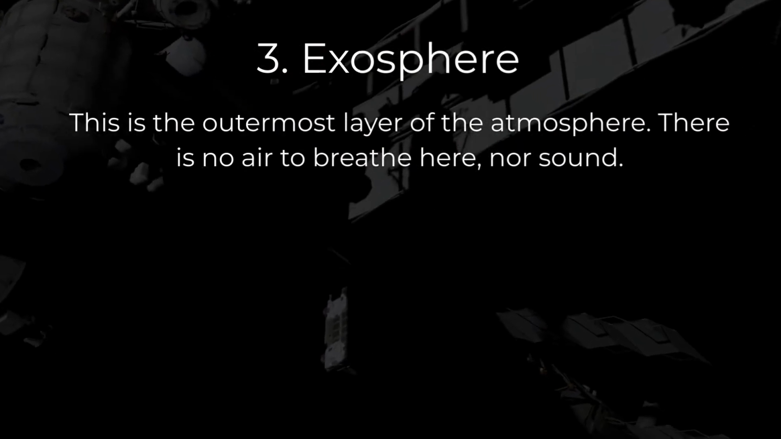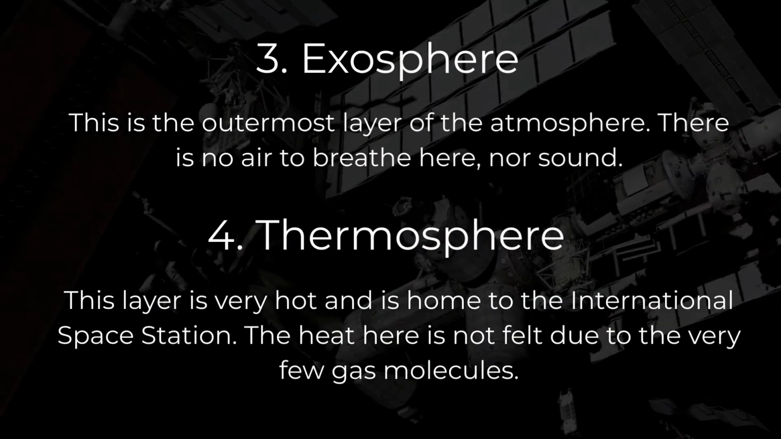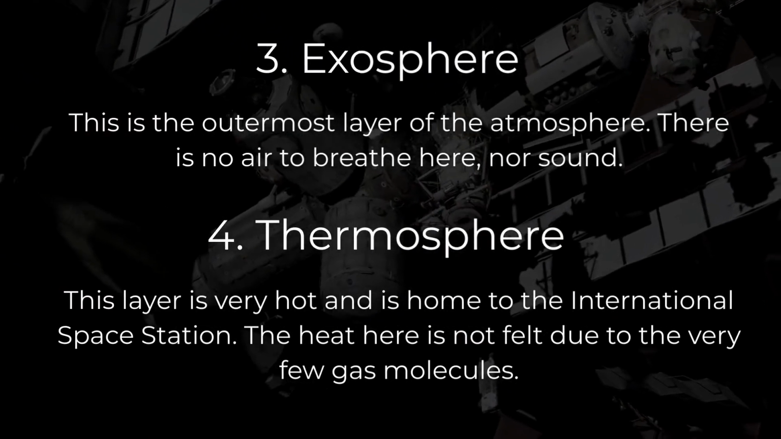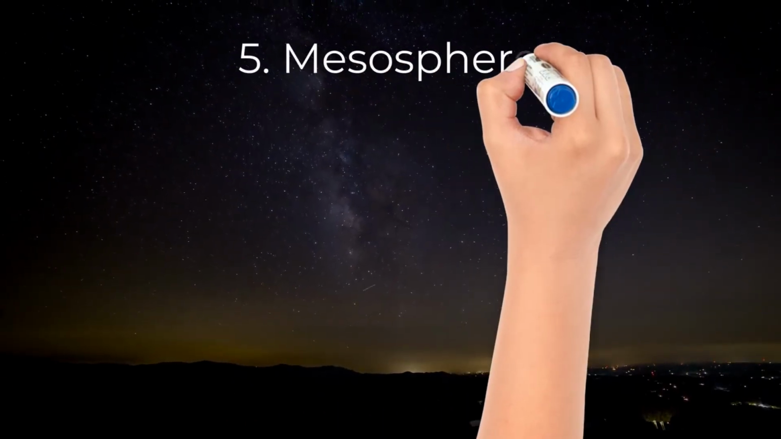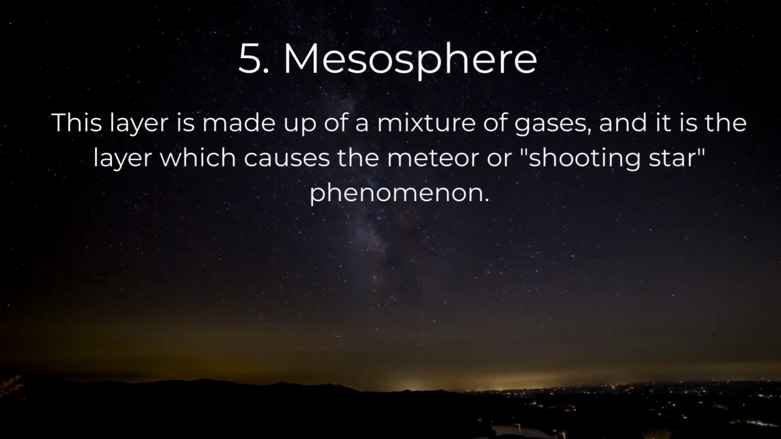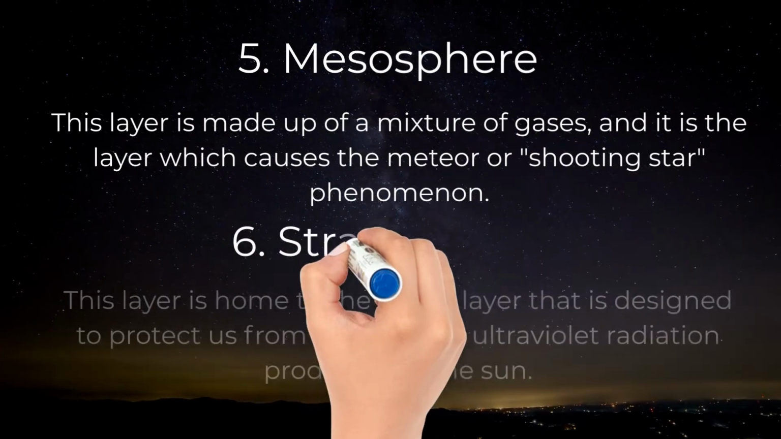There is no air to breathe here, nor sound. 4. Thermosphere. This layer is very hot and is home to the International Space Station. The heat here is not felt due to the very few gas molecules. 5. Mesosphere. This layer is made up of a mixture of gases, and it is the layer which causes the meteor or shooting star phenomenon.